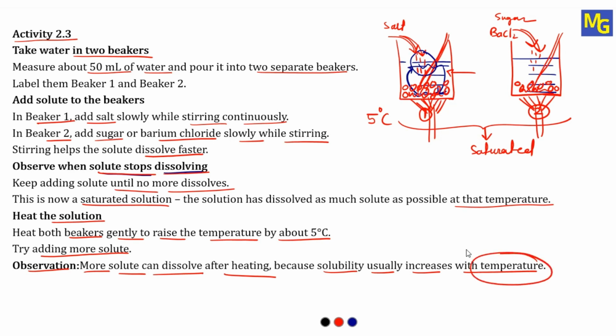So remember, solubility is affected by temperature. What is solubility? The capacity of the solvent to dissolve solute is called solubility. So before heating, we had reached the solubility limit, but once we started heating, the solubility also changed, and still it started dissolving more solute. It means solubility gets affected by temperature.